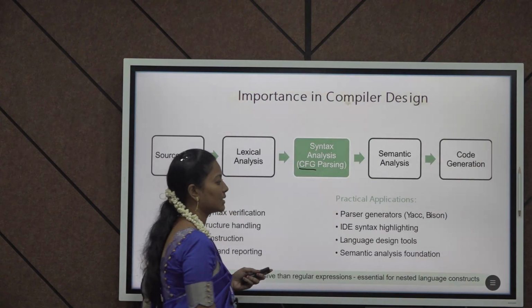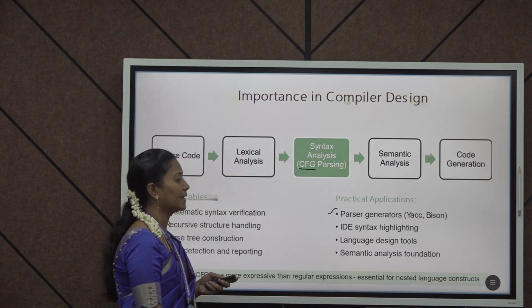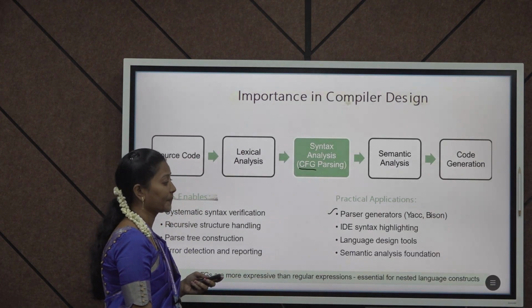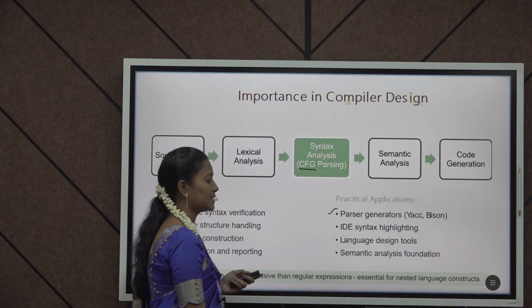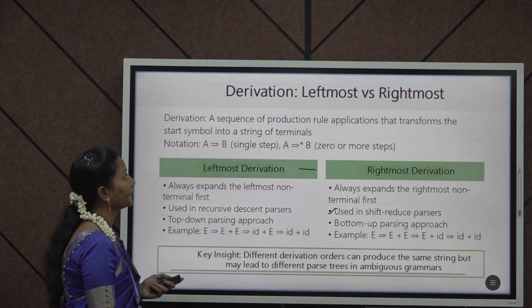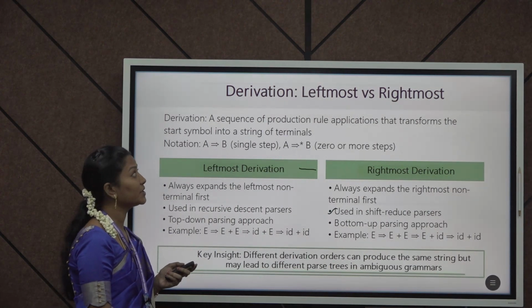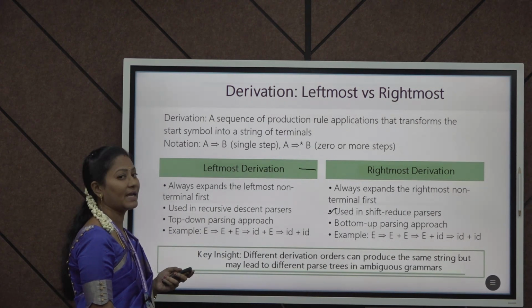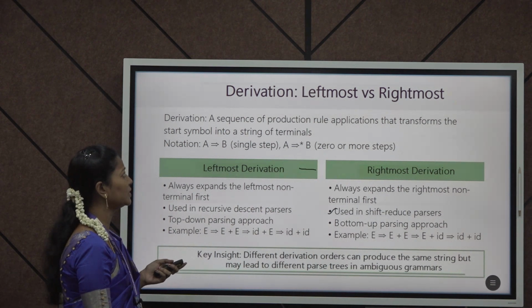It is used to create parser generators like Yacc as well as Bison, and it is useful in IDE syntax highlighting, language design tools, and as a semantic analysis foundation. So the next thing is derivations. Derivations are used to generate a valid output string. So how are we replacing the non-terminals?